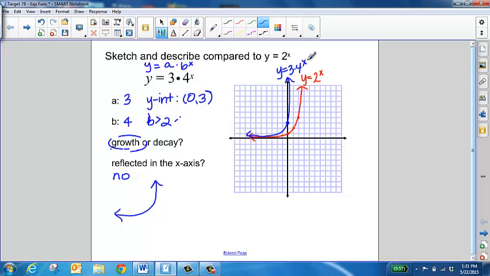So that is what y equals 3 times 4 to the x should look like. It's going to be a little bit more stretched since it has that higher y-intercept than y equals 2 to the x, and it's also going to grow a little bit more quickly because that growth factor is a 4 instead of a 2.